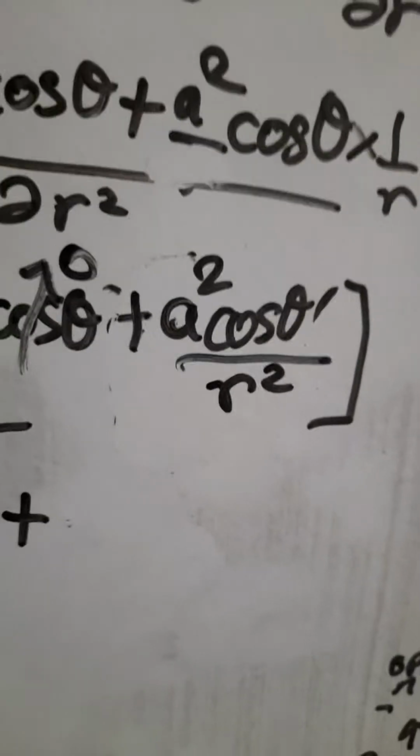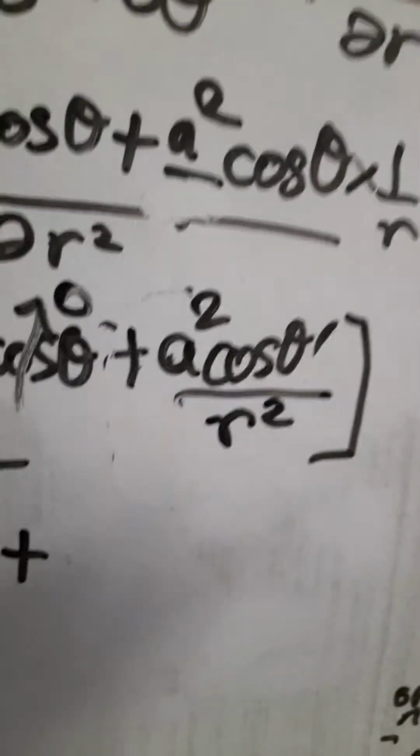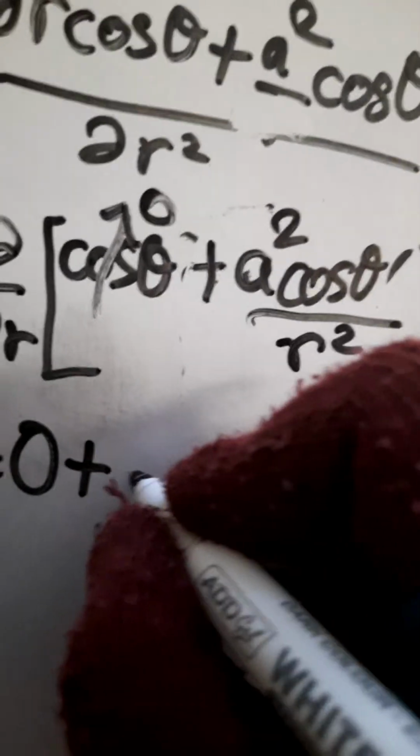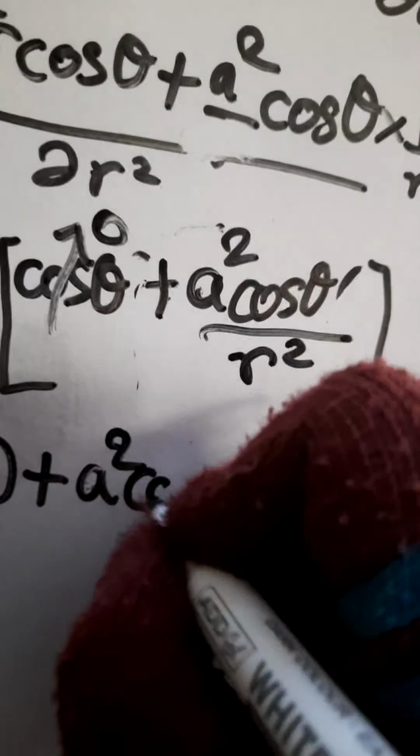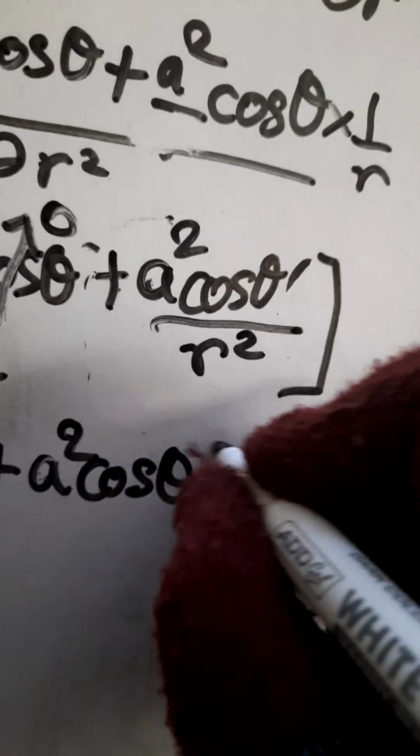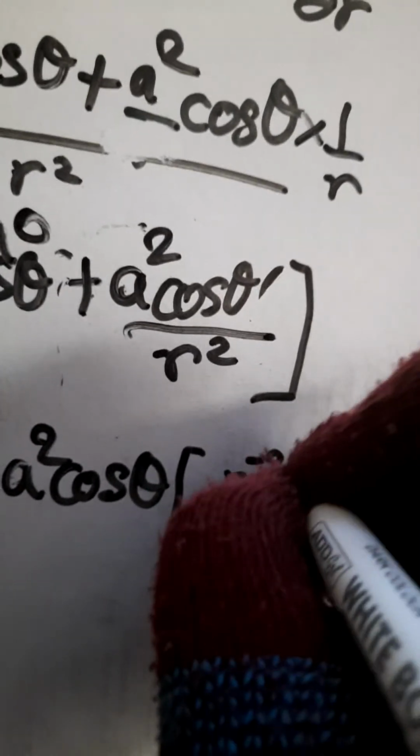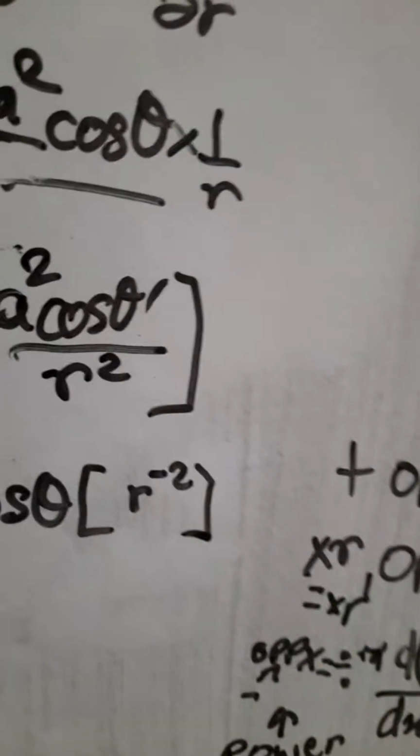Now this is 1 by r square, which is r raised to minus 2.